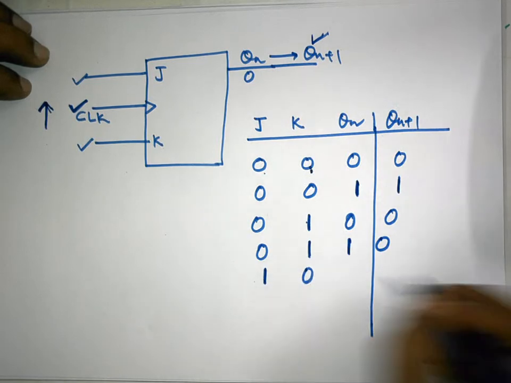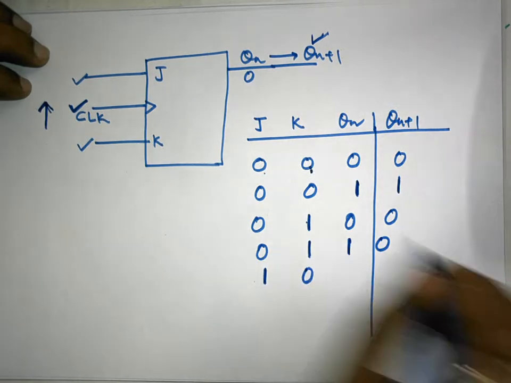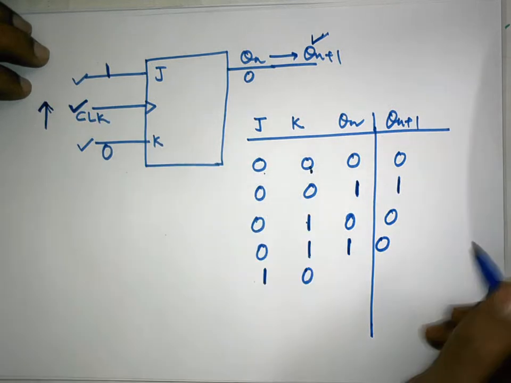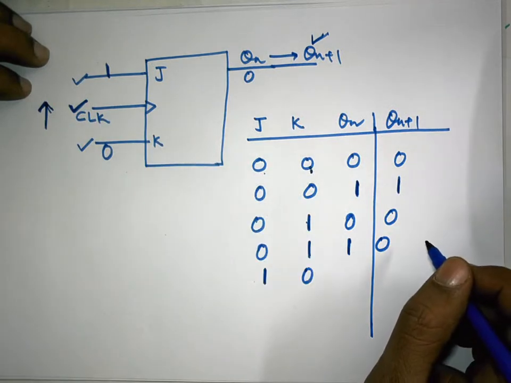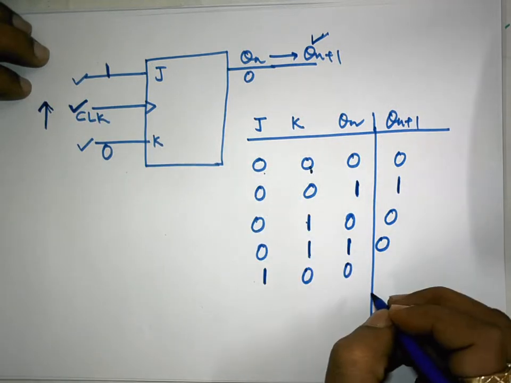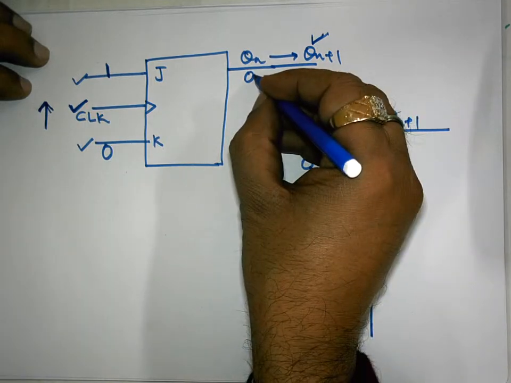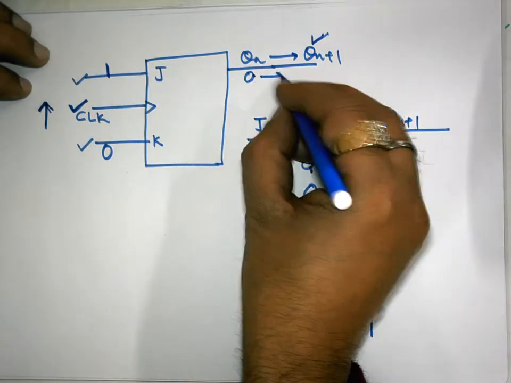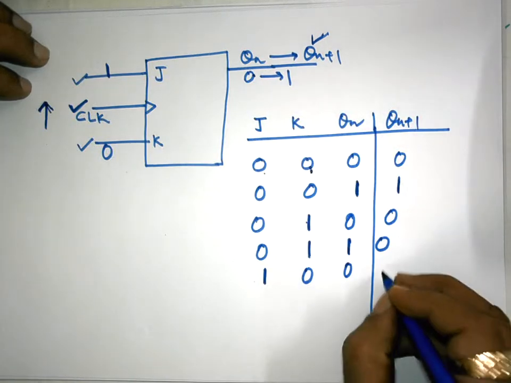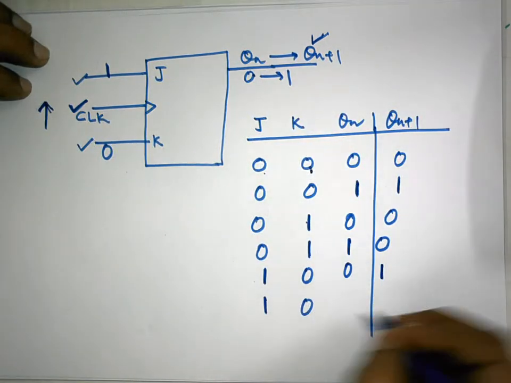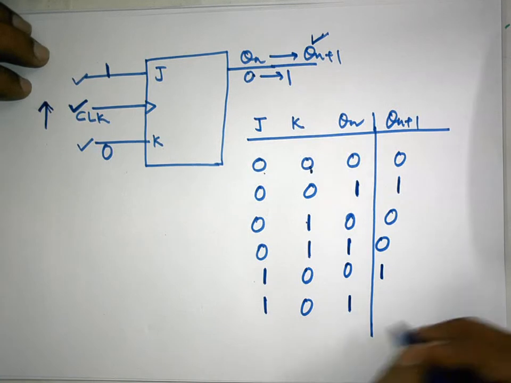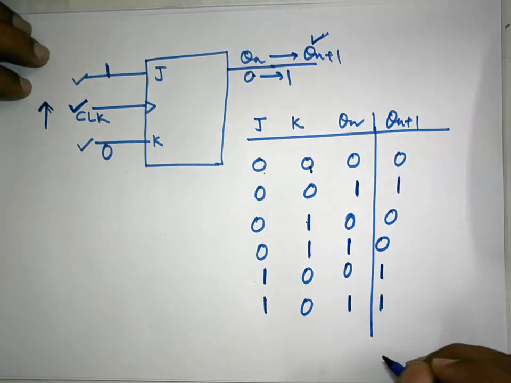If suppose this J was 1 and K was 0, and this Qn was 0, what will happen to this? This will become 1. Naturally, this will turn to 1. And suppose if we had applied 1 0 and it was 1, it will remain 1. Getting my point?